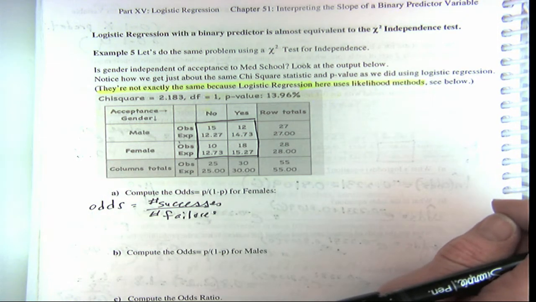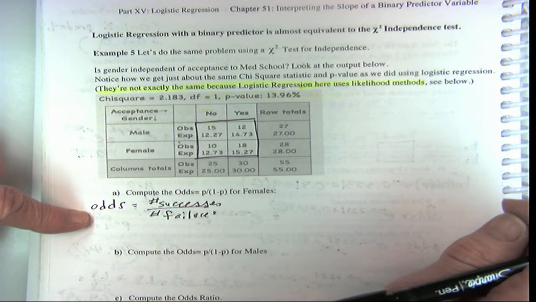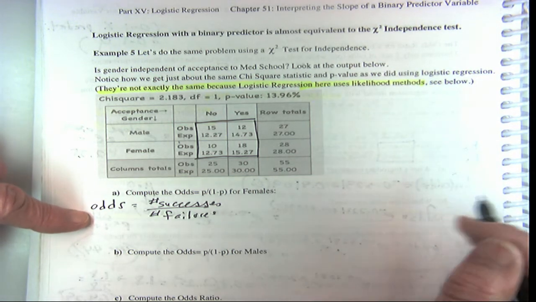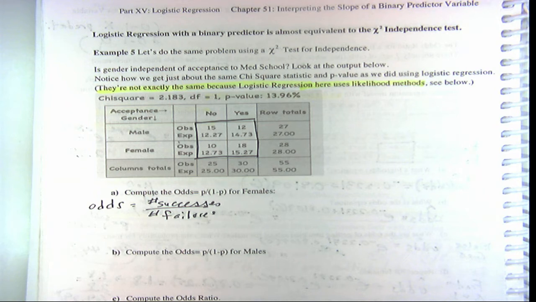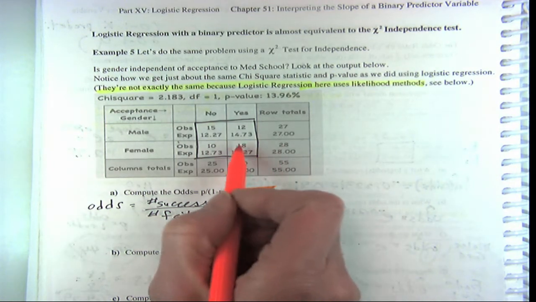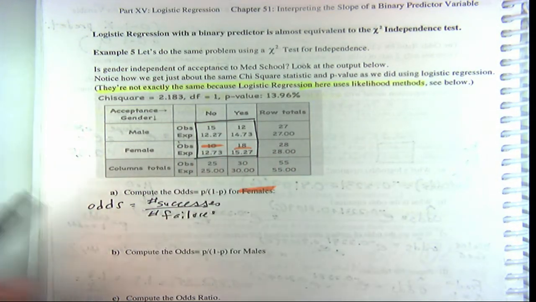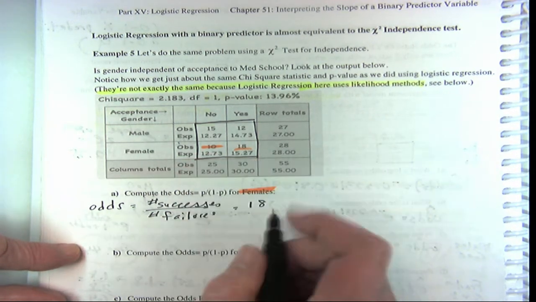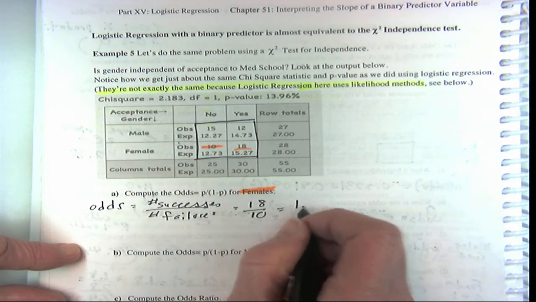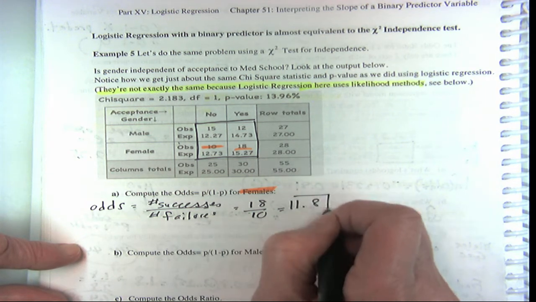Now, what are the odds for females? For females, we're just looking here. The number of successes, the yeses, is 18 over 10, and that's 1.8. That's exactly what we got before.